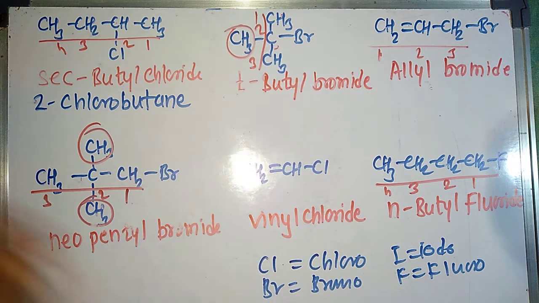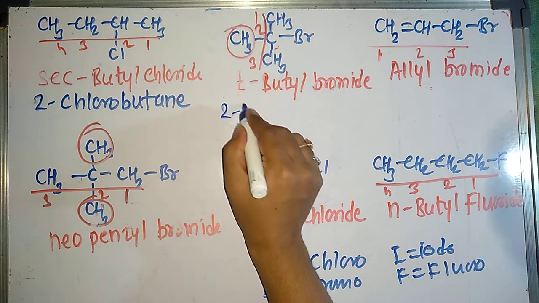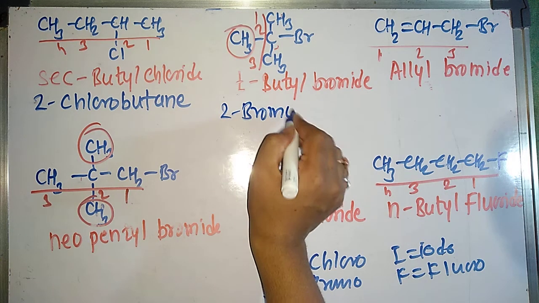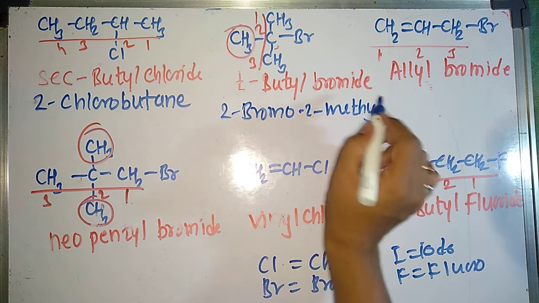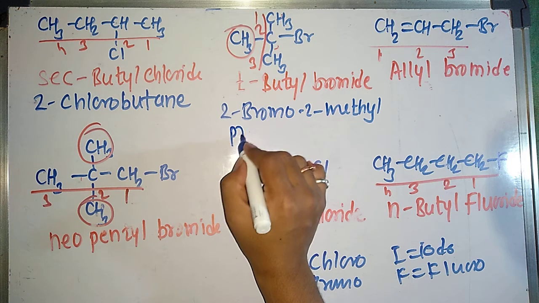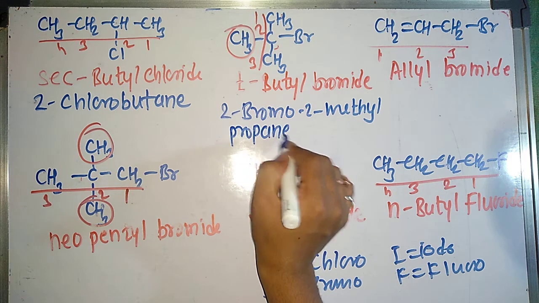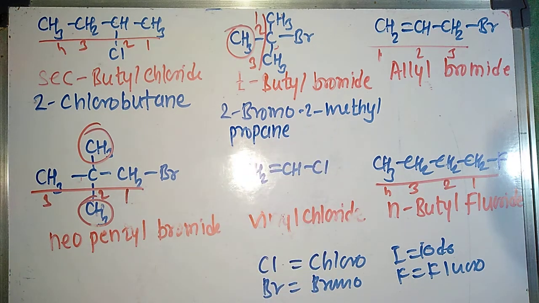At the 2 position I am having bromo and methyl. Alphabetically, bromo comes first, so I will write here 2-bromo. Then at the 2 position I am having methyl as well, so 2-bromo, 2-methyl. The longest chain contains 3 carbon atoms, so the name will become propane. 2-bromo, 2-methyl, propane is the correct name.